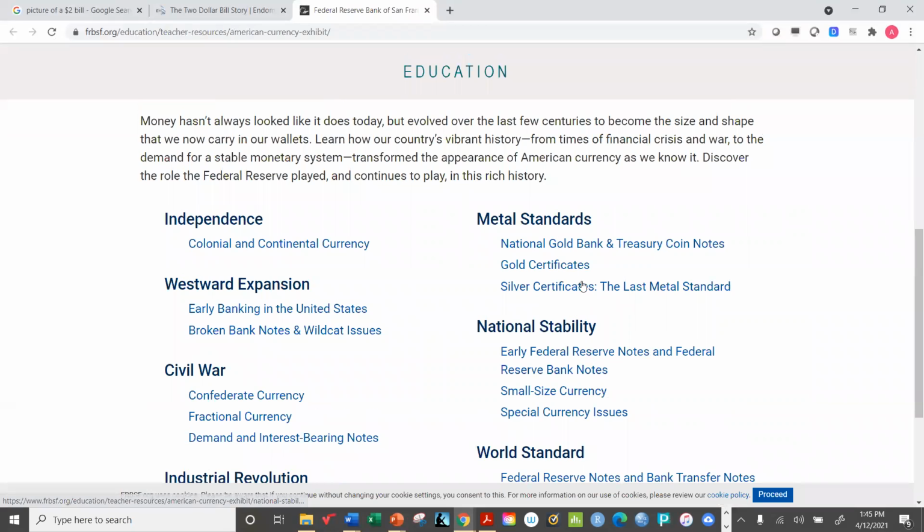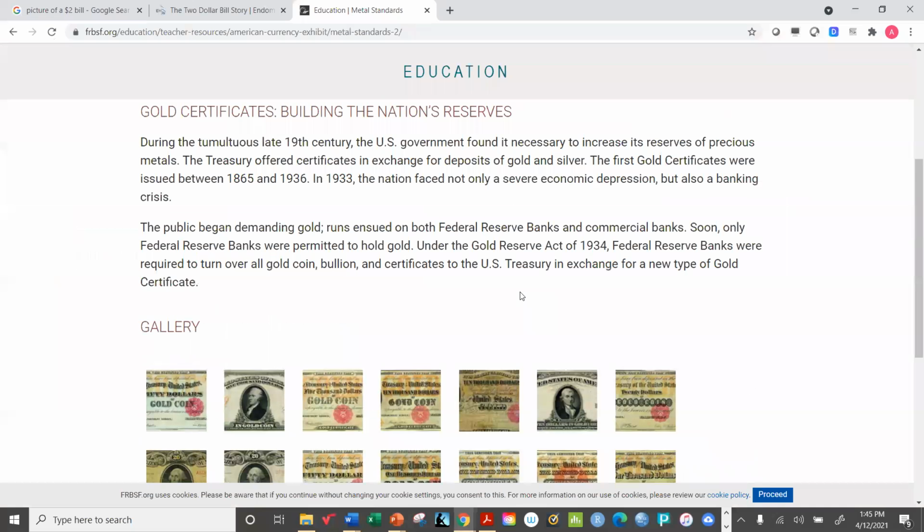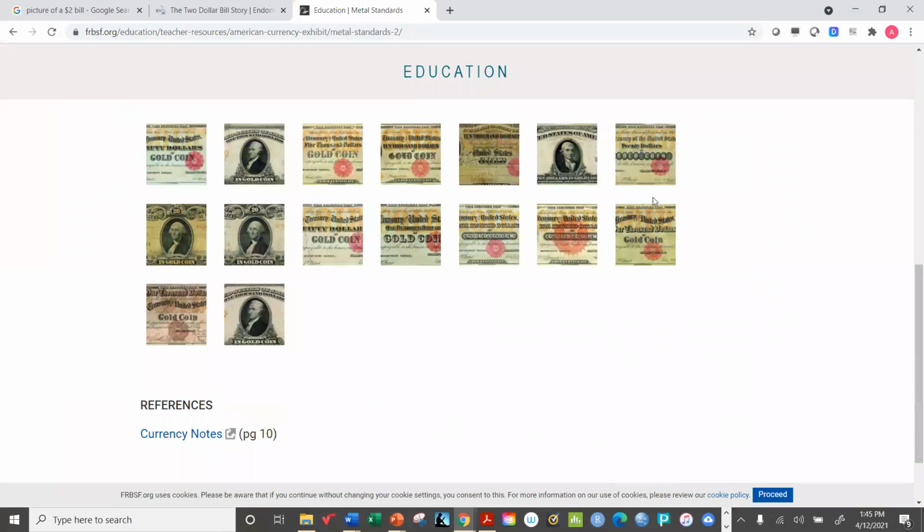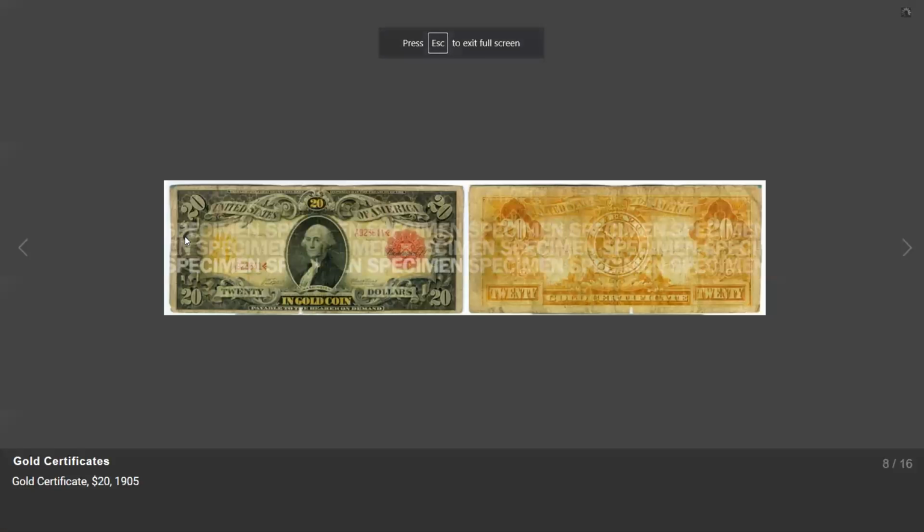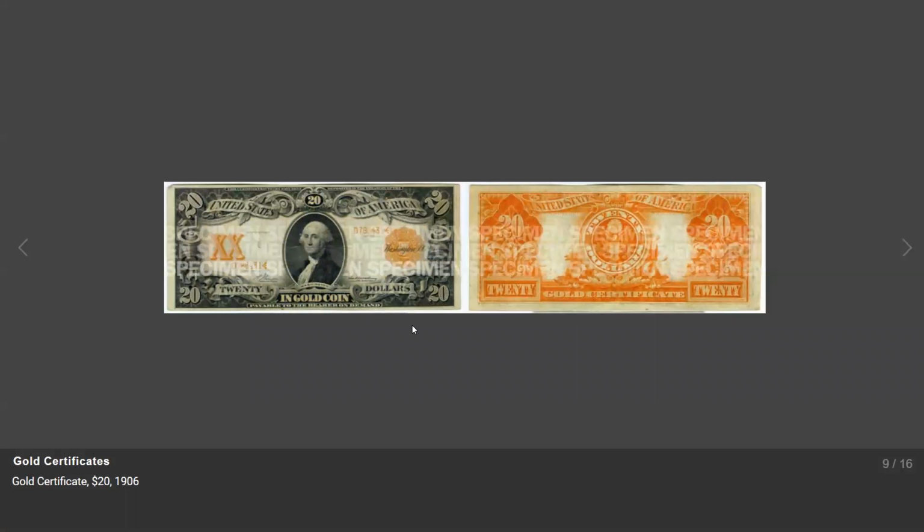There also were gold certificates, which, as you can probably guess, enabled you to trade them in for gold. This one, 1905, is a $20 gold certificate. Anytime you felt like it, you could bring it to the bank and ask them for $20 worth of gold, no questions asked. It says right on there, in gold coin.